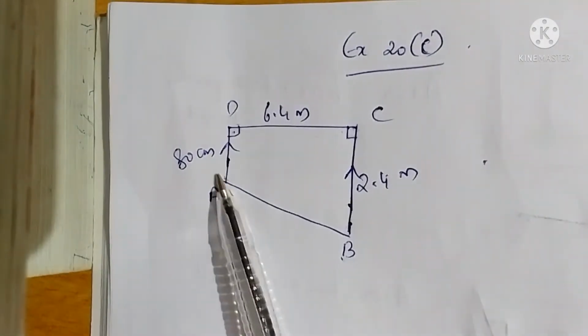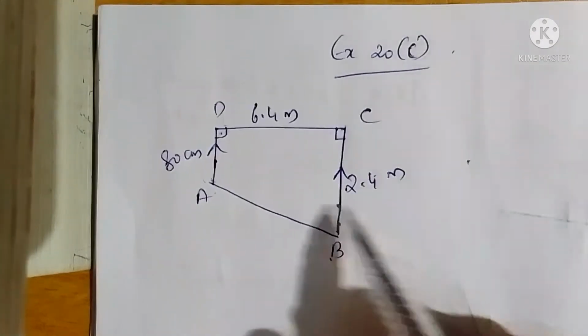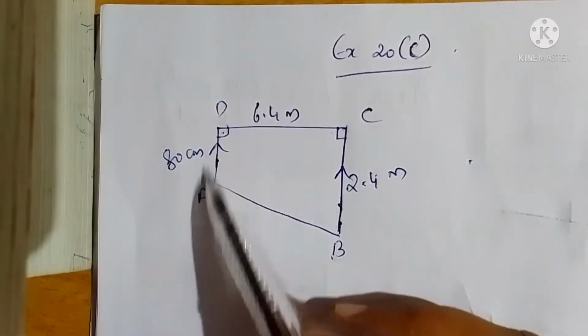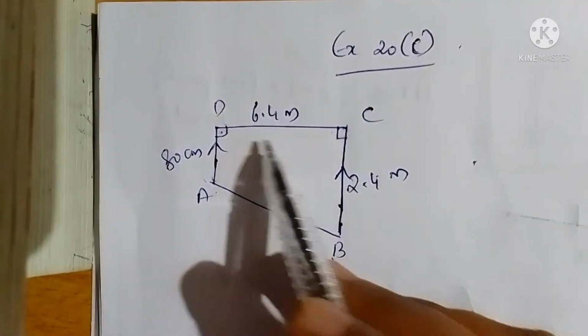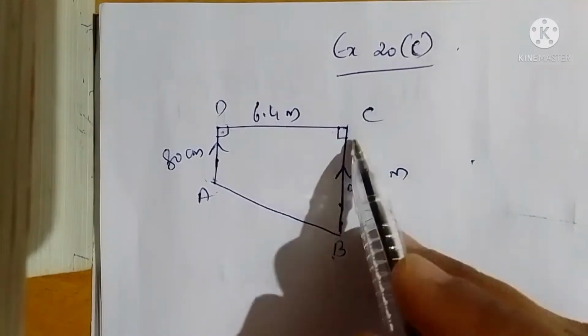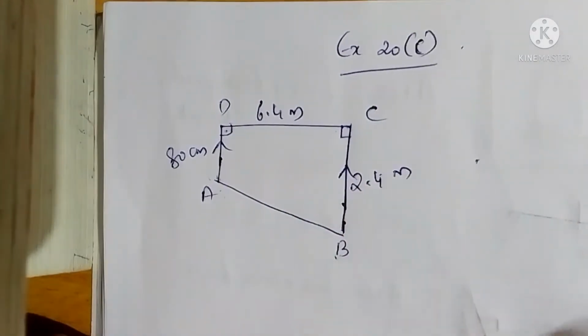So this is the cross section of a swimming pool. It is in trapezium shape. Now all the measurements are given here. This AD, it is 80 centimeter. This CD, it is 6.4 meter, and BC, it is 2.4 meter. You have to find its area.